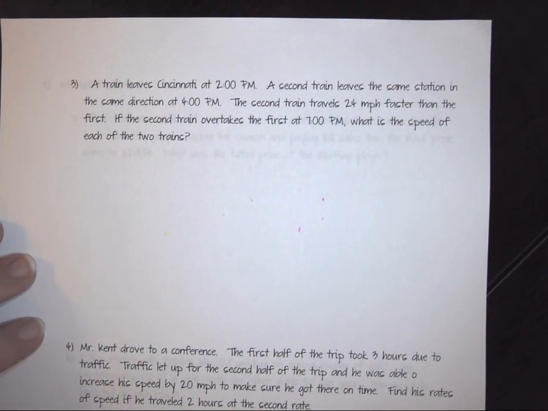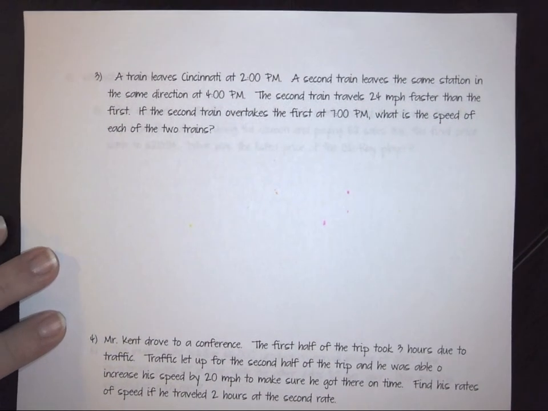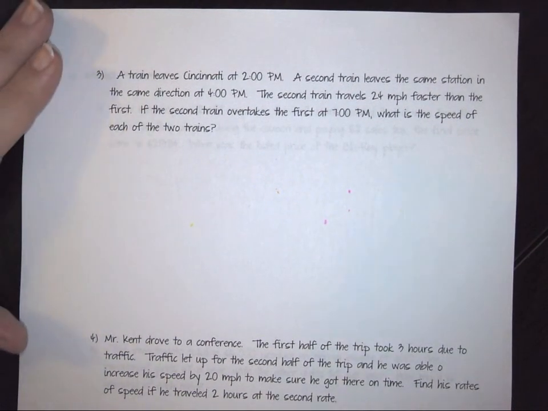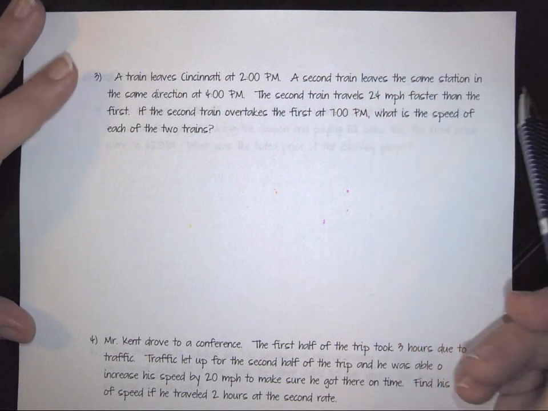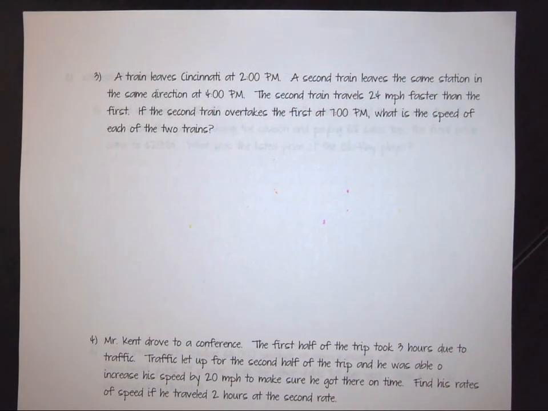Alright, let's look at another one. So here we have a train leaves Cincinnati at 2 p.m. A second train leaves the same station in the same direction at 4 p.m. The second train travels 24 miles per hour faster than the first. If the second train overtakes the first train at 7 o'clock p.m., what is the speed of each of the two trains? So the best thing to do with this is to draw a picture.